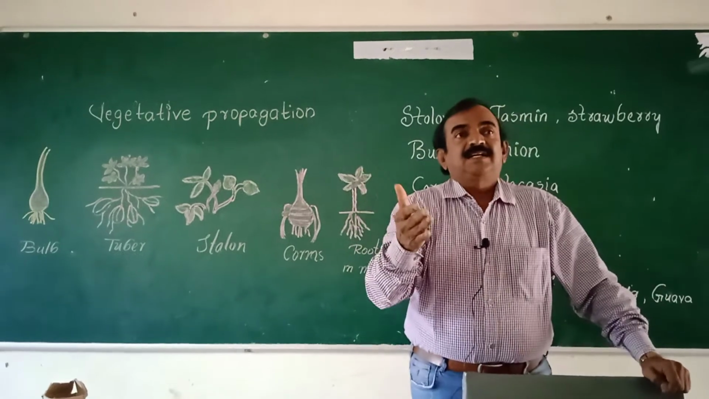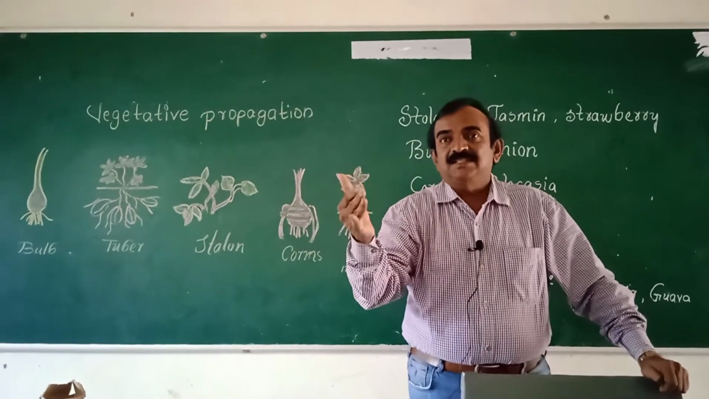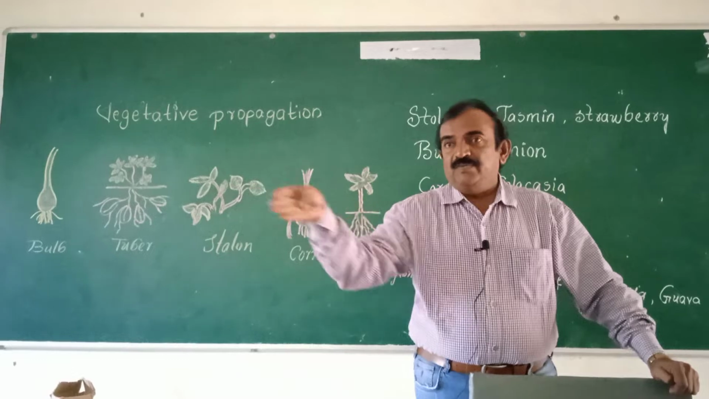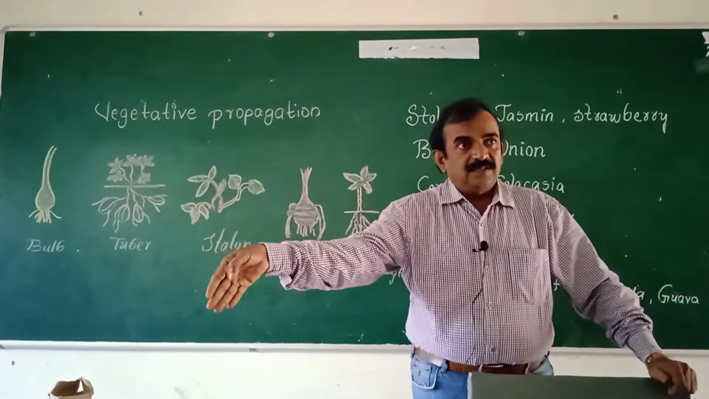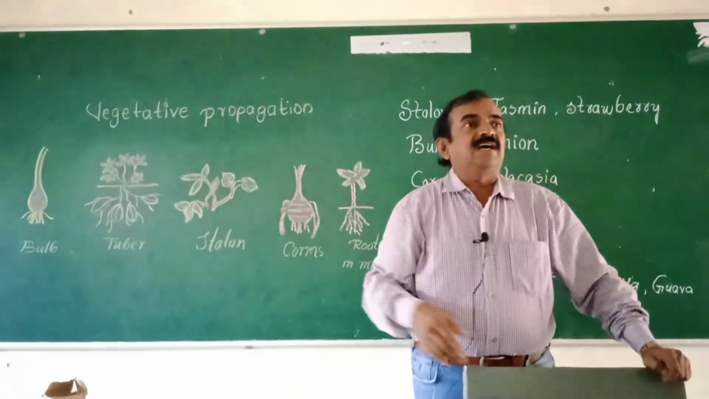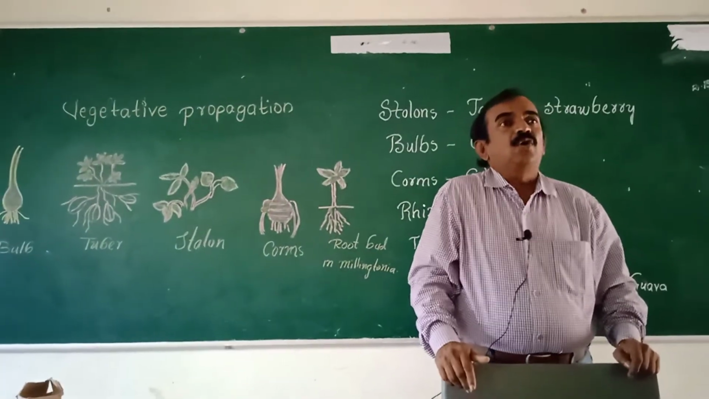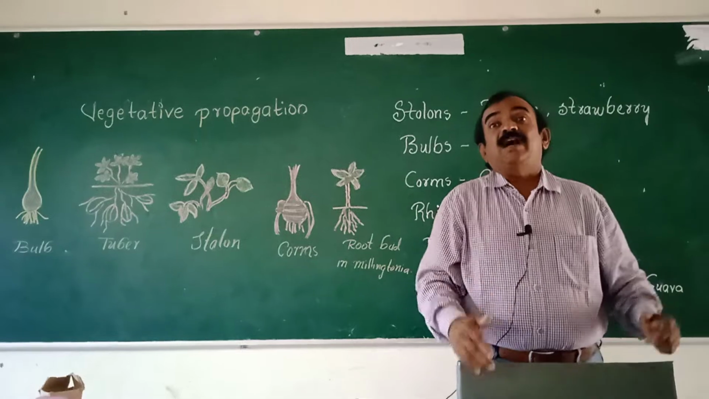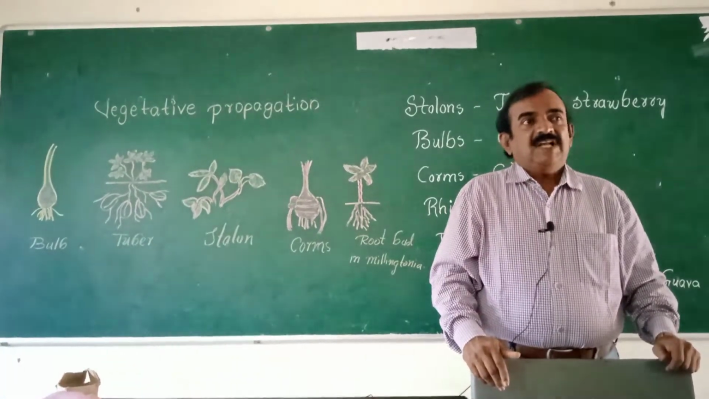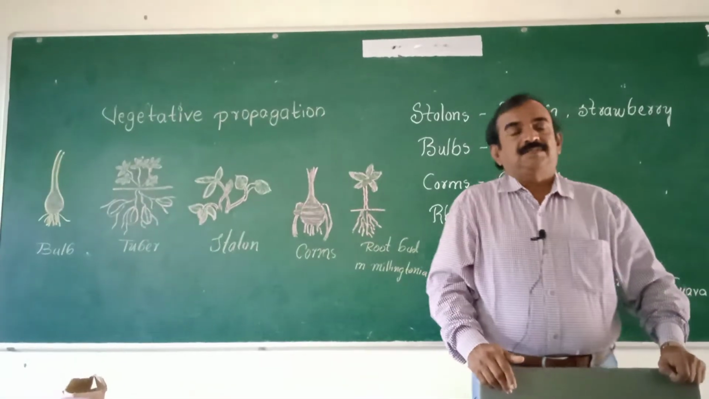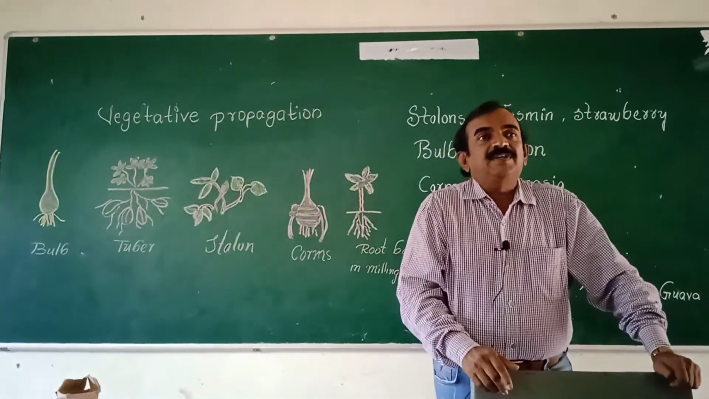Suppose we cut the branch of a hibiscus with a node, and place the stem in the soil. It also grows into a what? A new plant after adding water. And these parts are called vegetative parts.